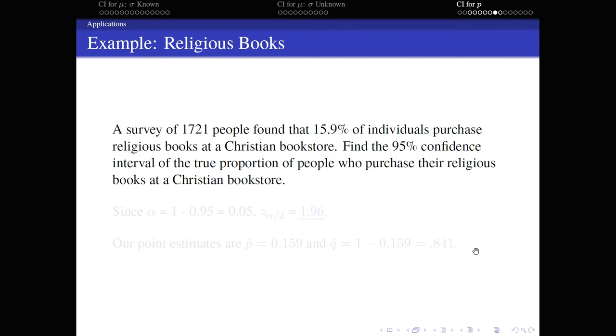Now think about this. If we have 15.9% of individuals purchasing the books, note that you've already been given one of your values. So take a second, give this one a shot on your own, see if you can figure that out.